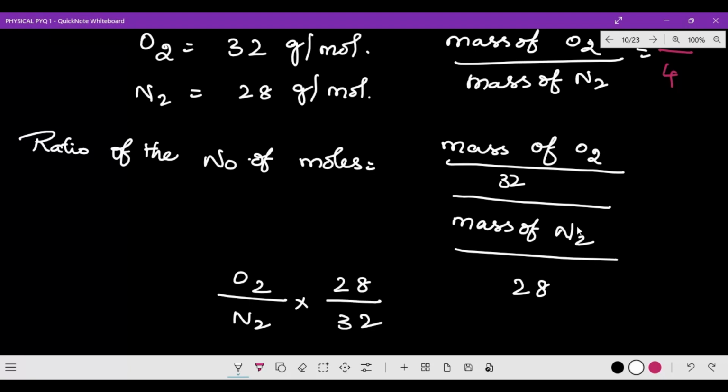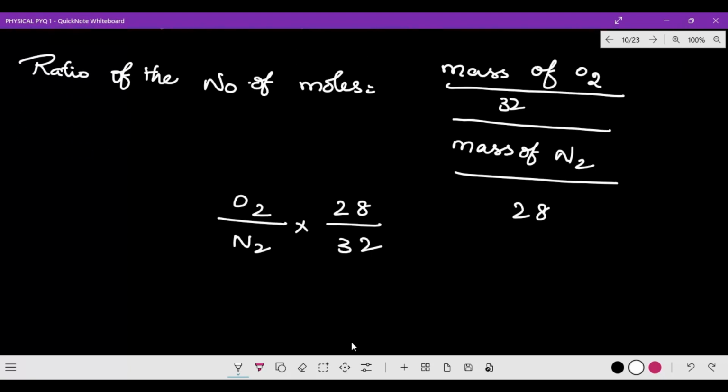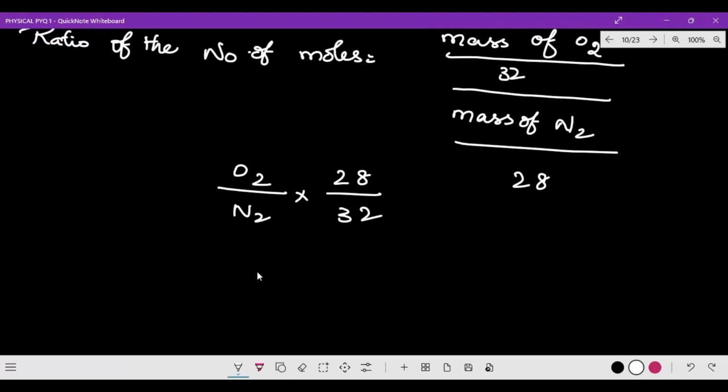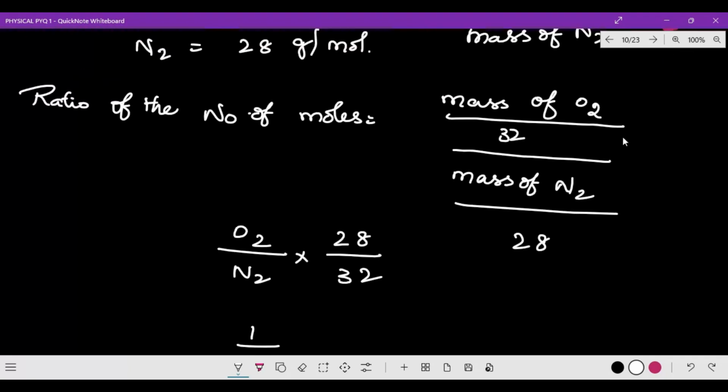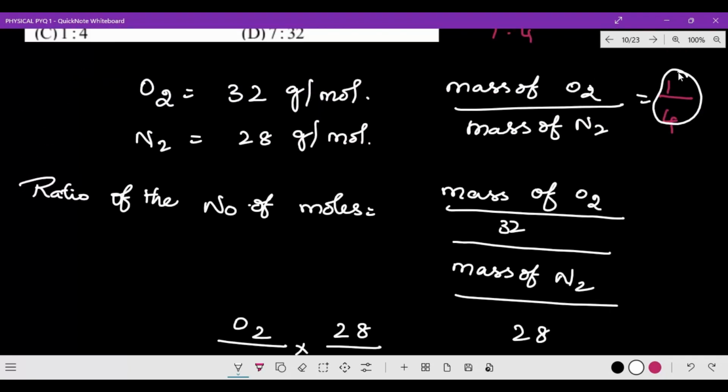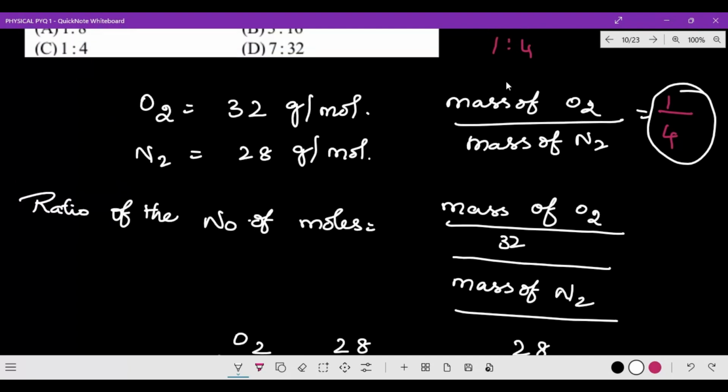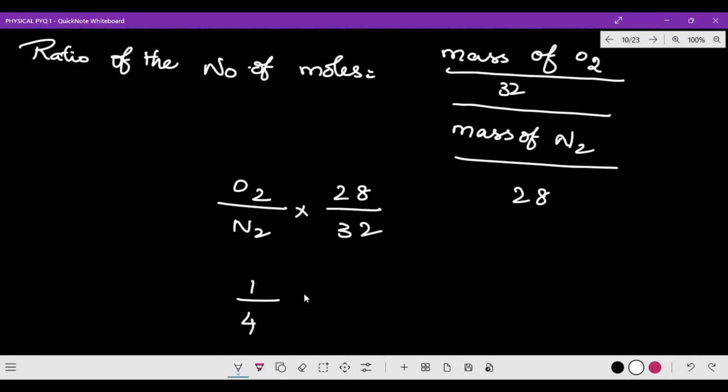We can write it in this way, right? O2 divided by N2 into 28 will go up, 28 divided by 32. So O2 is 1 divided by N2, which is 4: 1 by 4. Why do we bring 1 by 4 here? Ratio. They have given the ratio of mass of oxygen by mass of nitrogen as 1 is to 4, so that is what I brought here. 1 by 4 into 28 divided by 32.